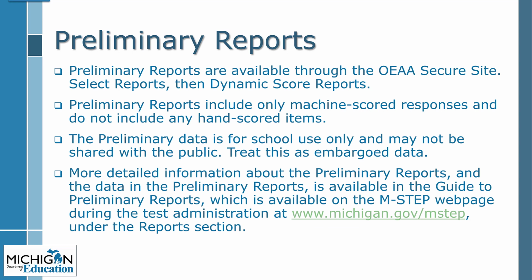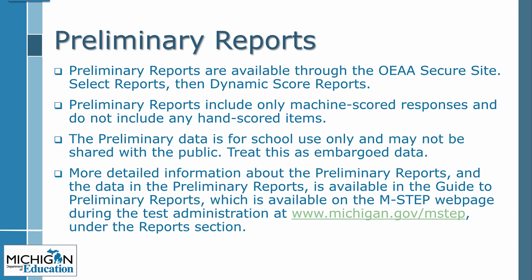The preliminary reports are available within 48 hours of the student submitting the test and will remain available until final reports are released. They are accessed through the secure site by selecting the Reports drop-down and then selecting Dynamic Score Reports. The preliminary reports only include machine-scored items. They do not include any hand-scored items. And it is also important to remember that preliminary data is for school use only and may not be shared with the public. Schools must treat this as embargoed data.